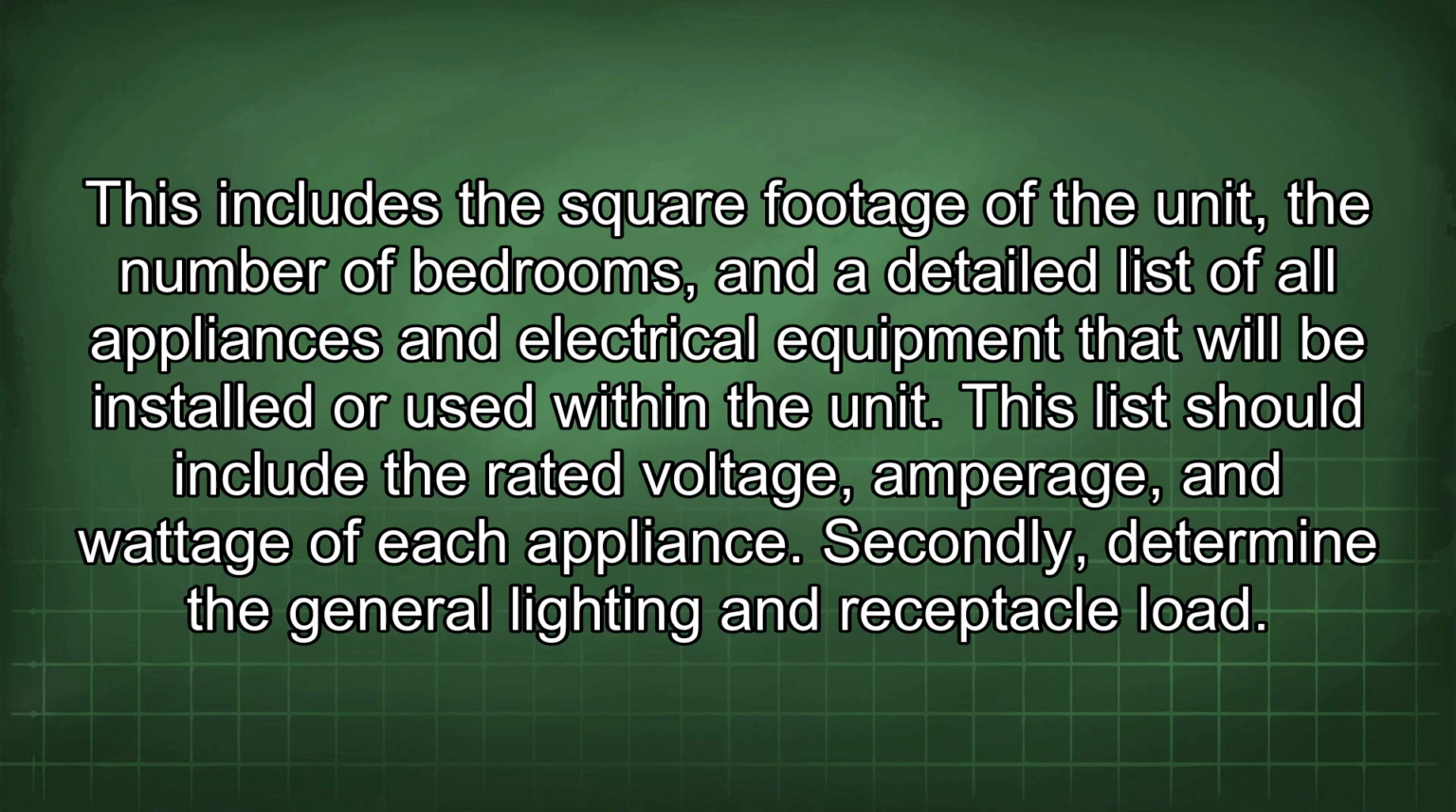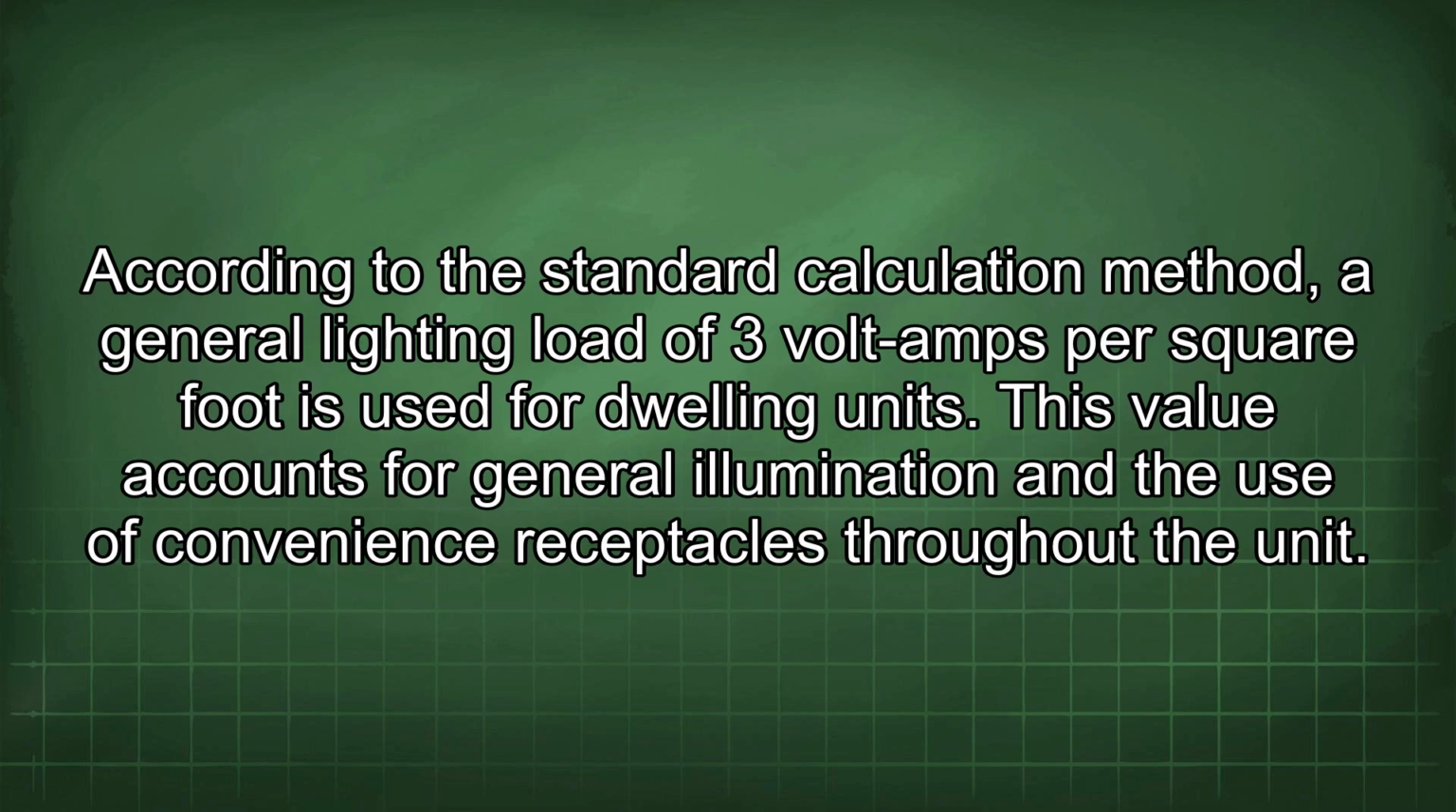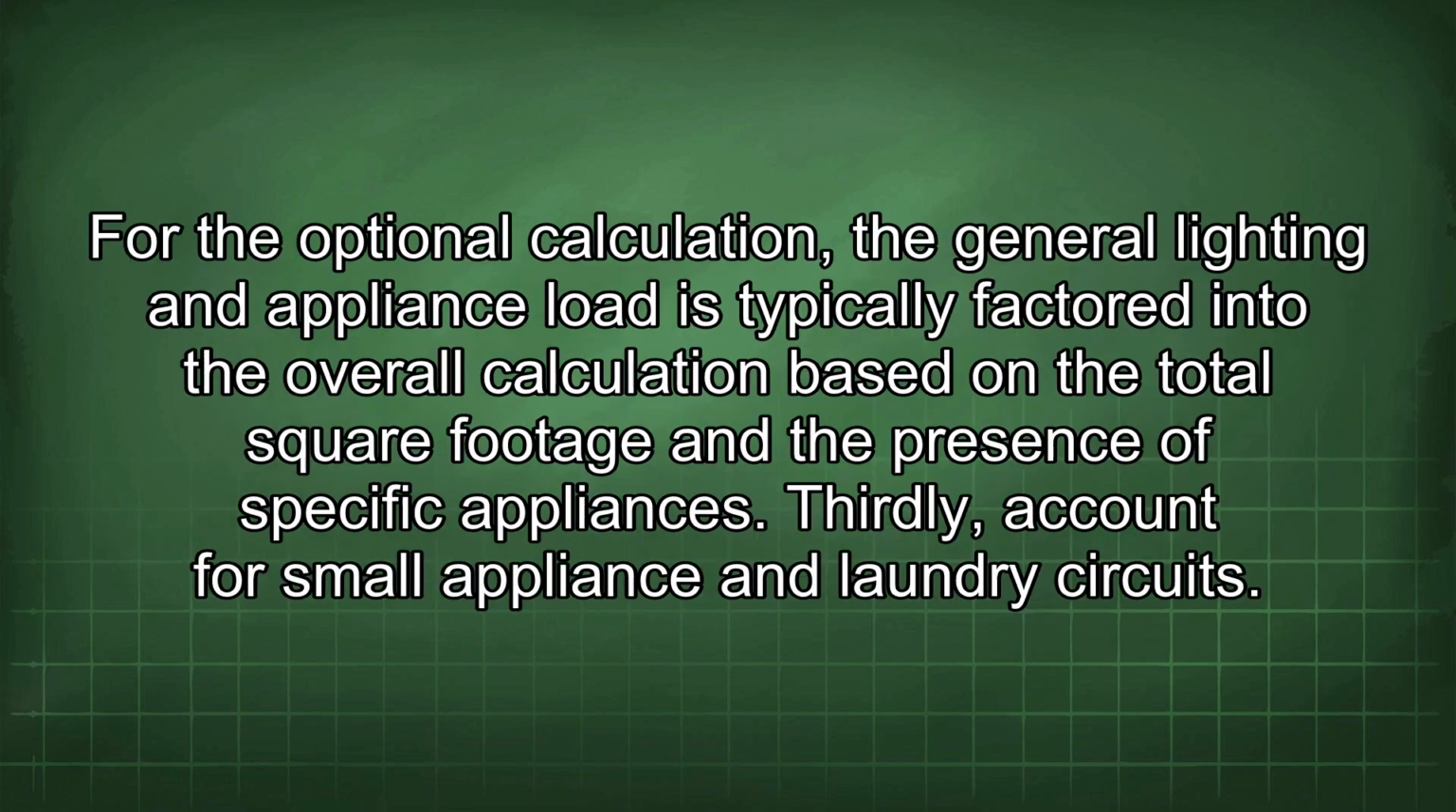Secondly, determine the general lighting and receptacle load. According to the standard calculation method, a general lighting load of 3 volt-amps per square foot is used for dwelling units. This value accounts for general illumination and the use of convenience receptacles throughout the unit. For the optional calculation, the general lighting and appliance load is typically factored into the overall calculation based on the total square footage and the presence of specific appliances.